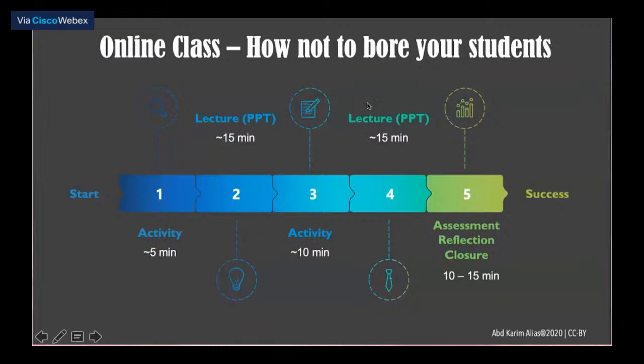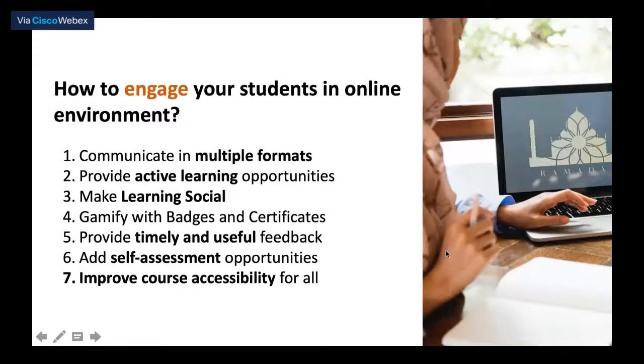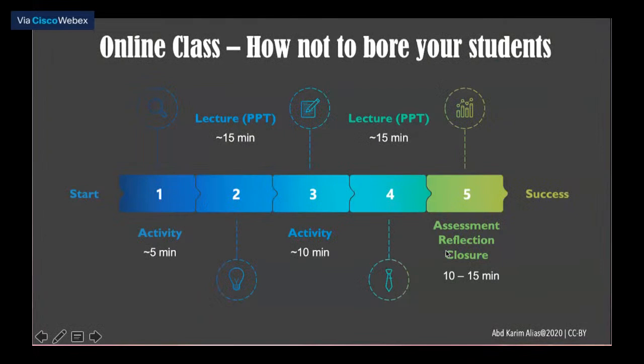All right, and then give your students activity, all right, around 10 minutes. Okay, and then lecture another 15 minutes, stop sekejap, and then give activity, then lecture, and then give assessment. So it is around 1 hour punya kelas lah. Okay, so 10 to 15 minutes. Alright, so this is around 1 hour, but you can actually do some more.